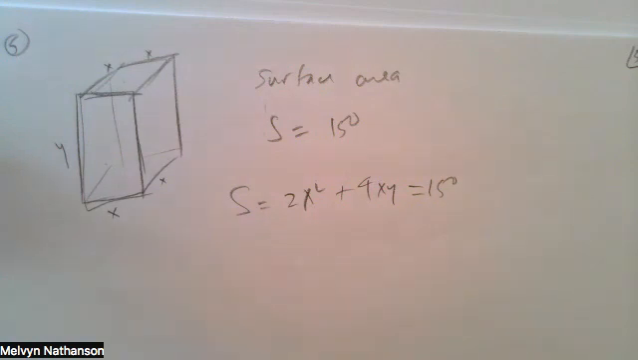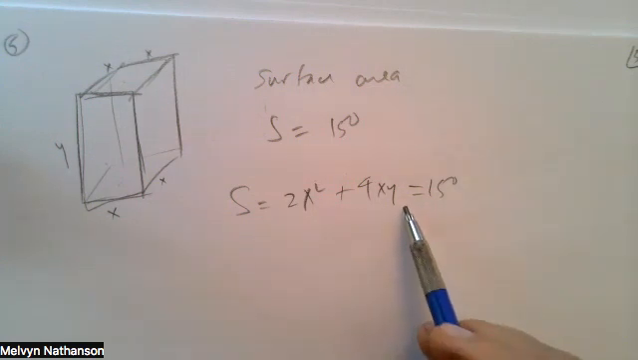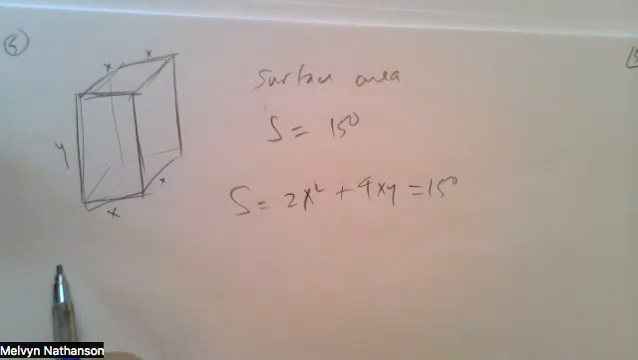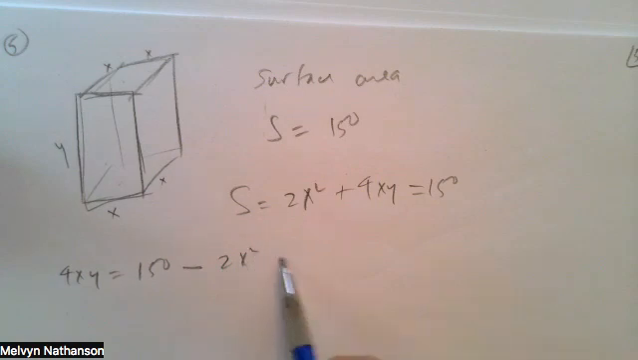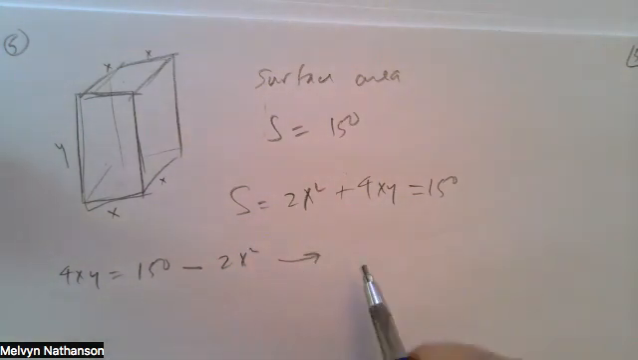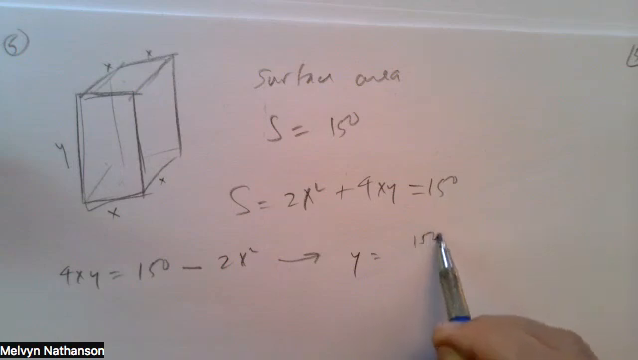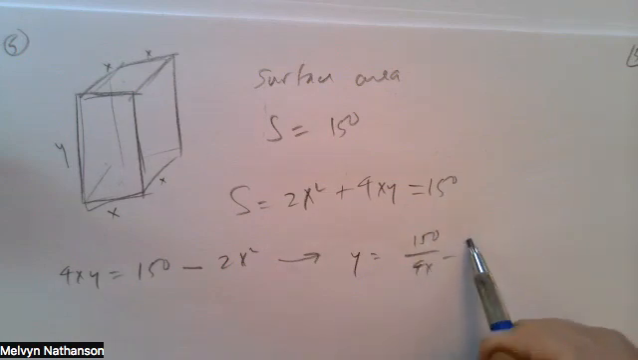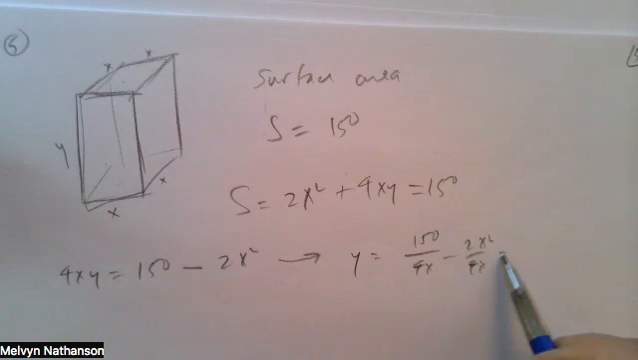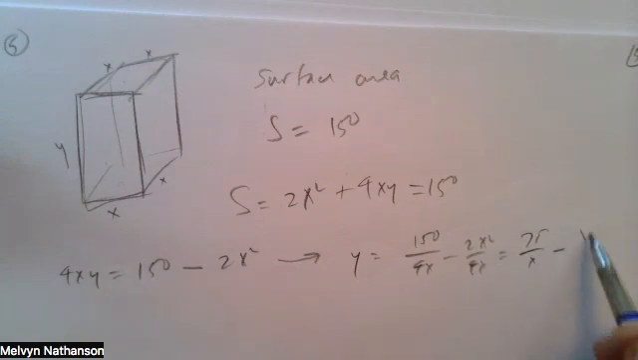So that's a relationship between x and y. If you know x, that determines y, because you can solve this equation for y. It says that 4xy is 150 minus 2x squared. So if you divide by 4x, y is 150 over 4x minus 2x squared over 4x, which is 75 over x minus x over 2. 2 over 4 is a half, x squared over x is x.